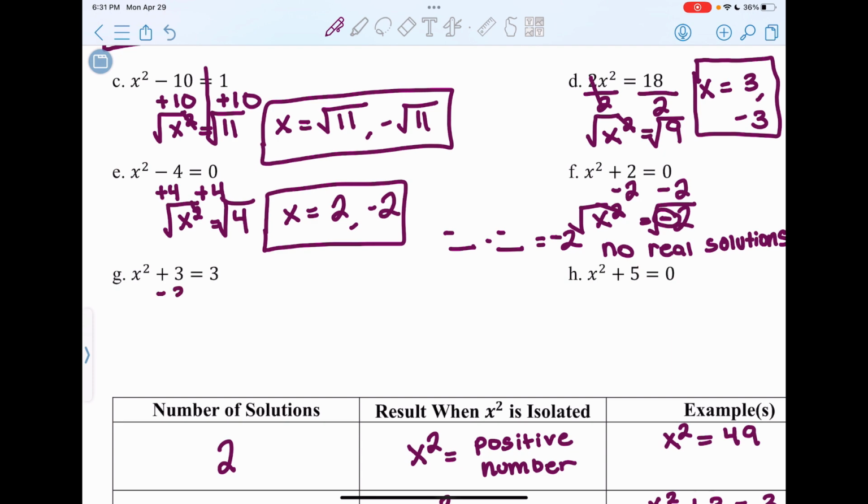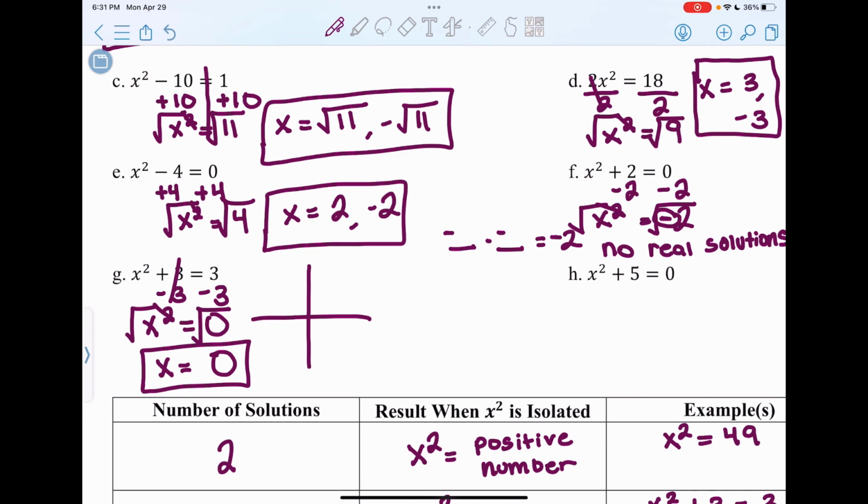Let's try G. I'm going to subtract 3 to both sides to get x squared by itself. And I have x squared is equal to 0. In order to get rid of the square, I square root both sides. And the square root of 0 is just 0. There's no such thing as negative 0. So this is actually one case where there's only one solution.